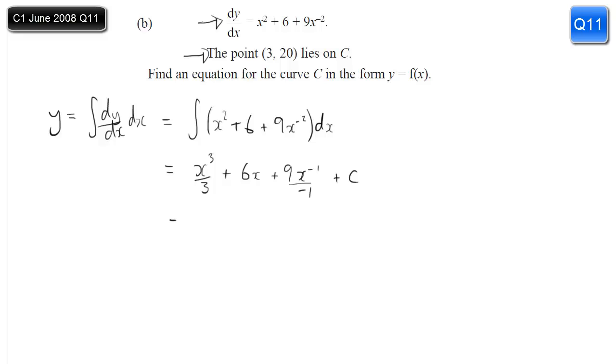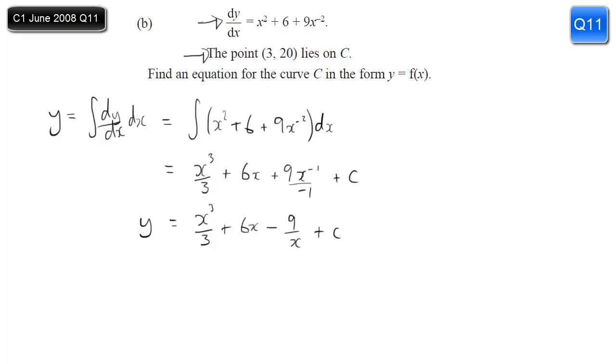So if we just tidy that slightly, x cubed over 3 plus 6x, the minus sign we can bring in the front, and x to the minus 1 I'm going to write as 1 over x. So 9 times 1 over x is 9 over x. And that's plus c. So that's my general equation for all the curves which have that particular gradient.